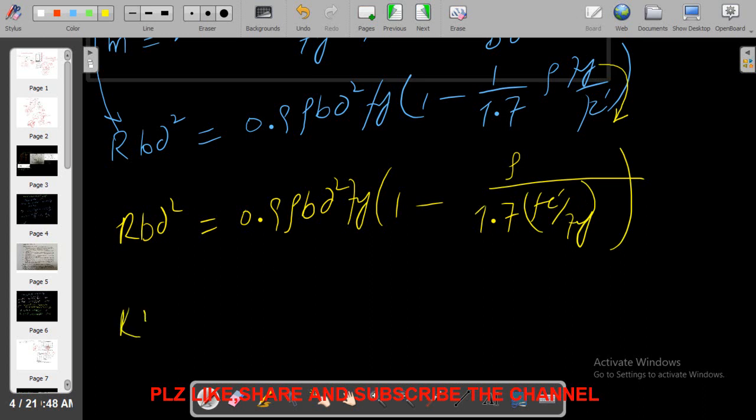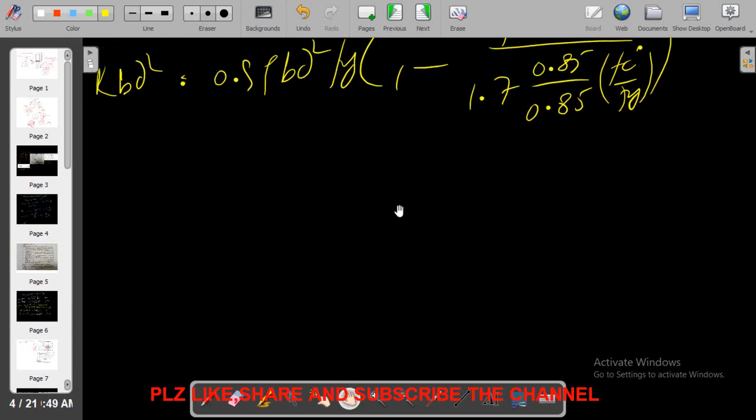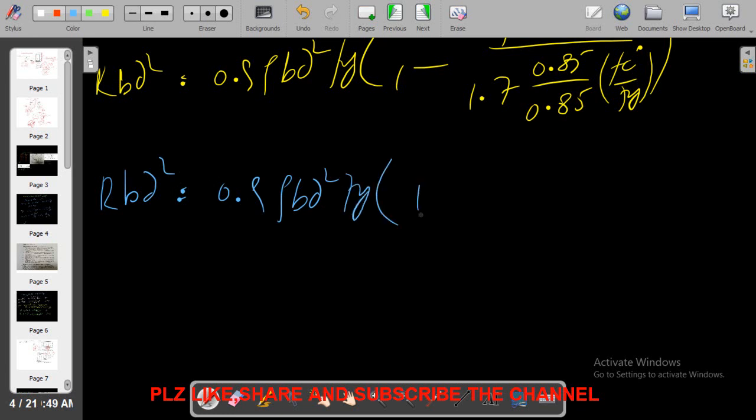So after this, R b d square equals 0.9 into rho b d square fy into 1 minus rho divided by 1.7. We will divide 0.85 both in top and bottom, so it will cancel out. It is an extra calculation to simplify the derivation, and from this we will introduce the omega factor. So R b d square equals 0.9 times rho b d square fy into 1 minus rho divided by 1.7.